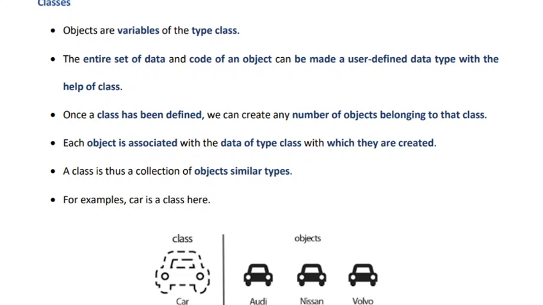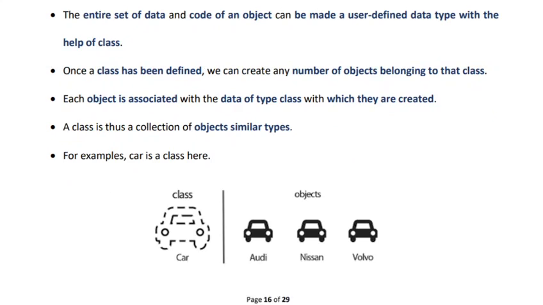There are different ways in which you can define a class. You can define a class as a structure for an object, or as a user-defined data type for creating objects. You can define a class as a template for creating objects, or as a basis for instantiating objects. So just see, there are different ways in which you can define a class. Here we have an example of a class: a class Car, and we have instantiated three different objects from that class, called Audi, Nissan, and Volvo.